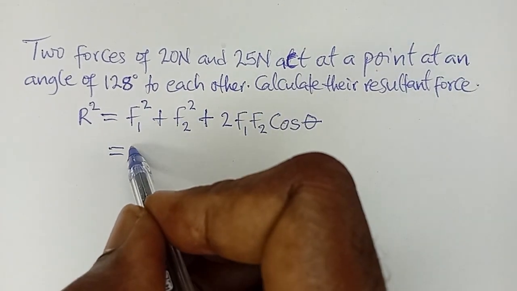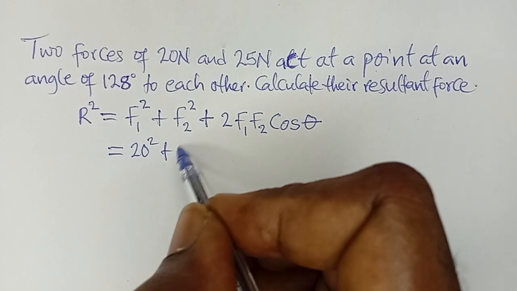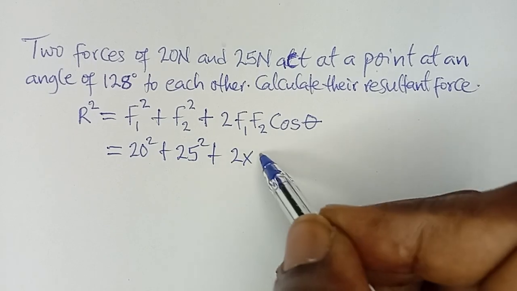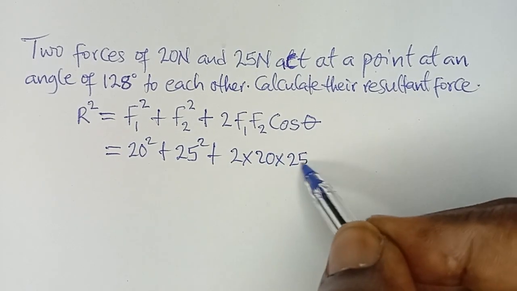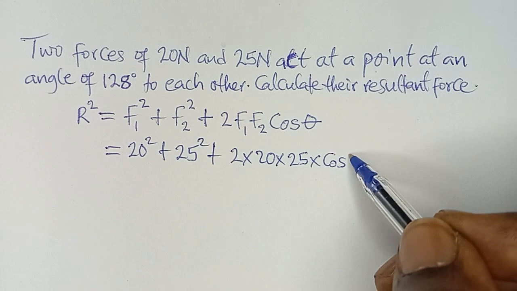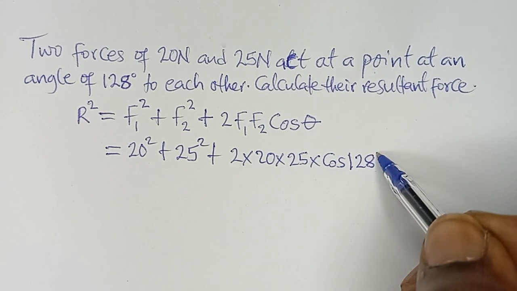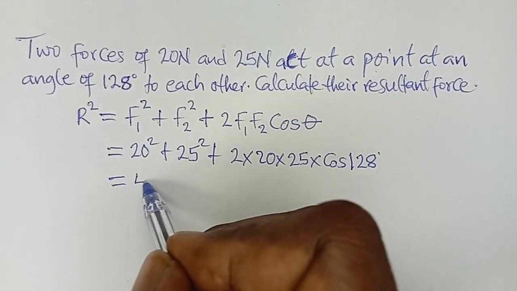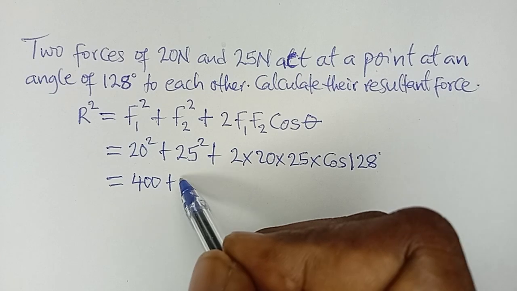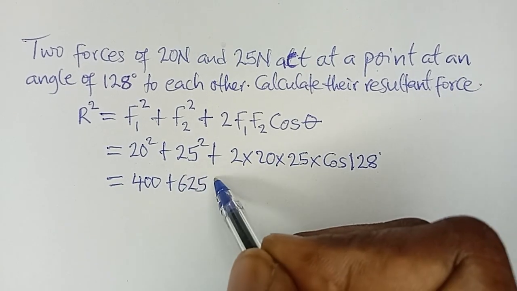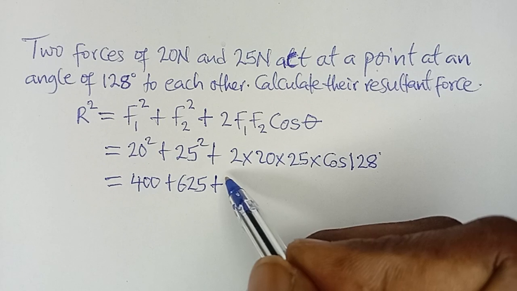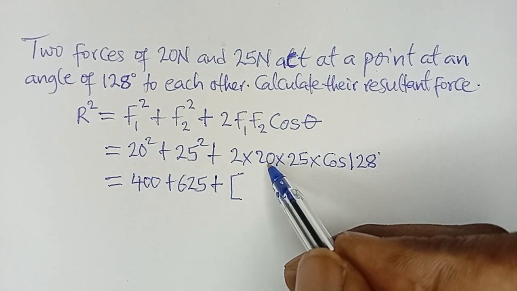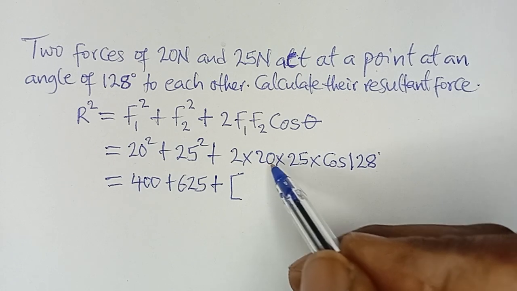So I have 20 square plus 25 square plus 2 times 20 times 25 times cos 128 degrees. So the square of 20 will give me 400. The square of 25 will give me 625. Plus, here I can simply open up brackets and say 2 multiplied by 20, that is 40.